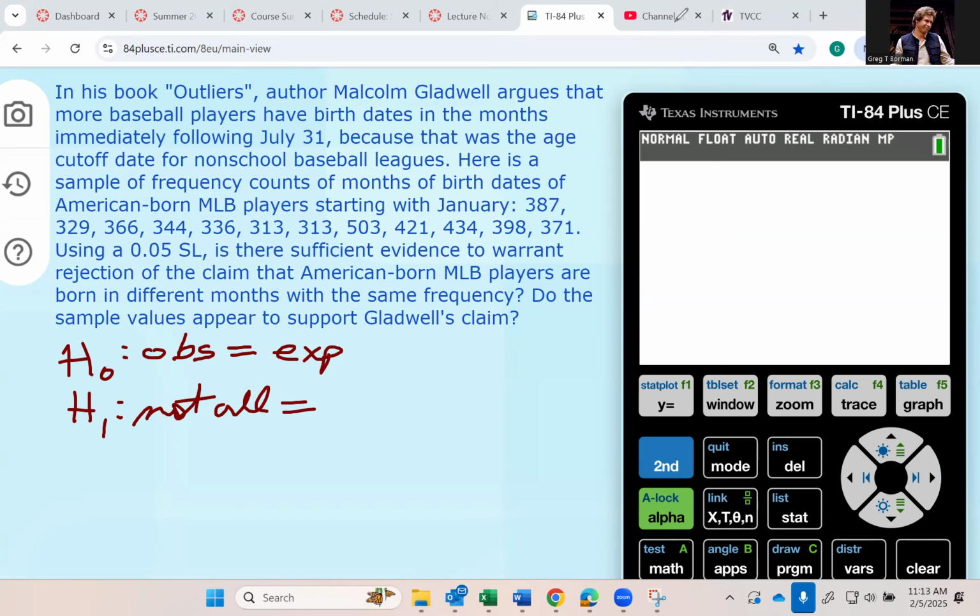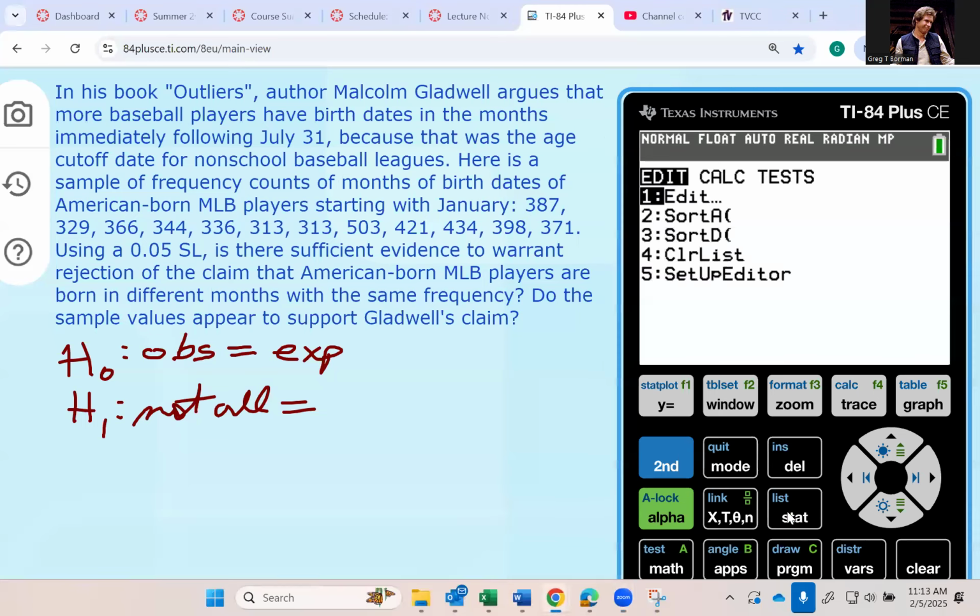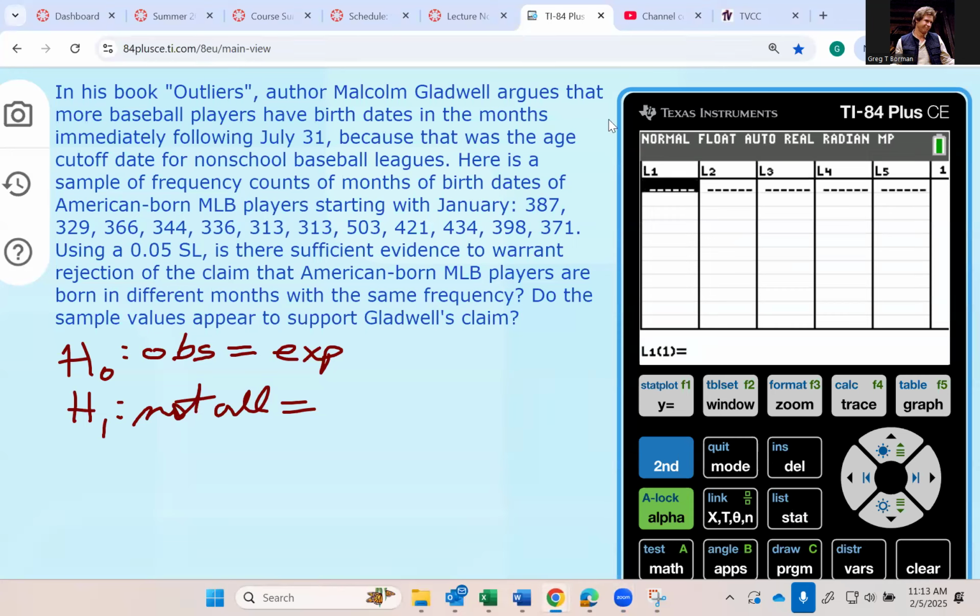Well, glad you asked. We are going to plug in the observed values, the 387, 329, and all that, into the stat guy here. And let me pause this. Okay, so all of the observed values are in L1. That's where you want to have them. That's just the way the formula works that we're going to be using, or the program, I should say. Okay, then in L2, we want to have our expected values because we need to compare the observed with the expected.